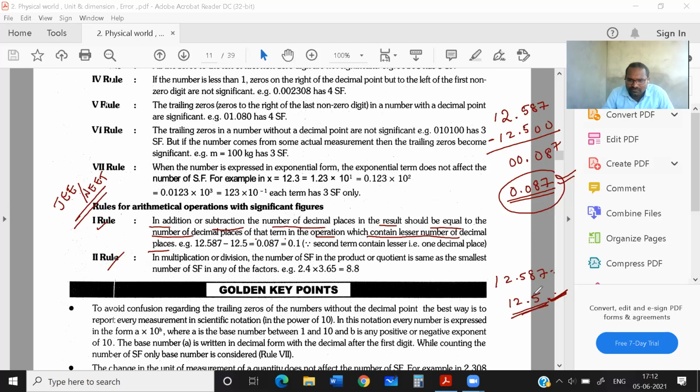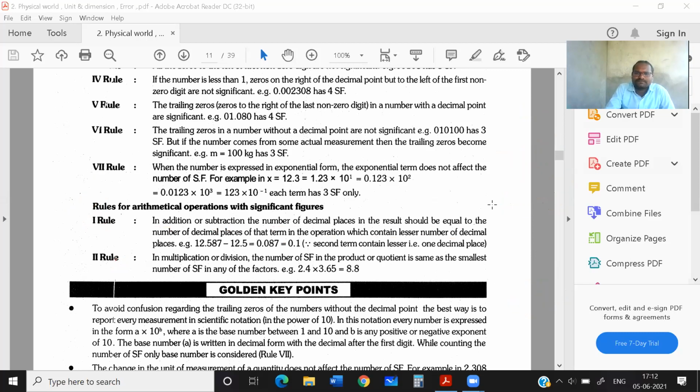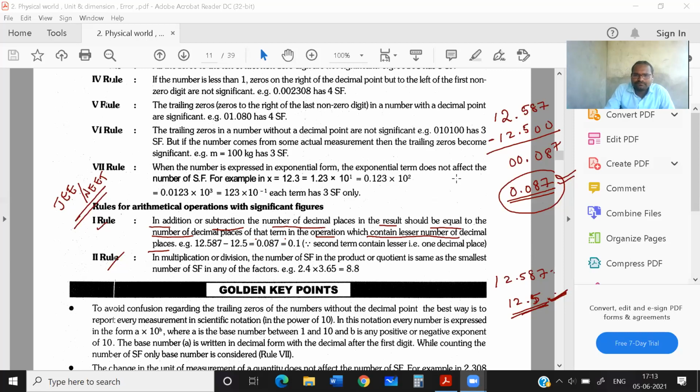How many are there? One decimal place is there, no? After the decimal point, one digit is there, no? Here also this final result should have one decimal place. Means we need to round it to one decimal place.